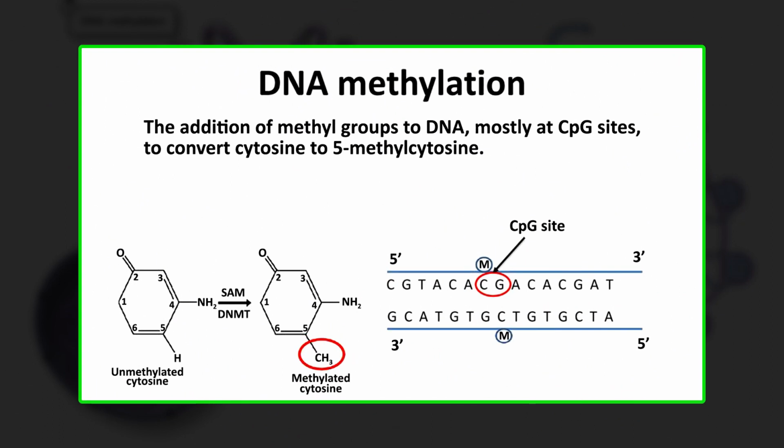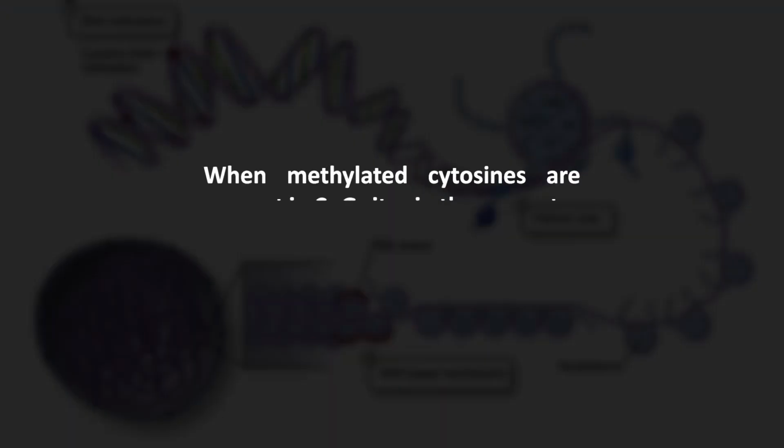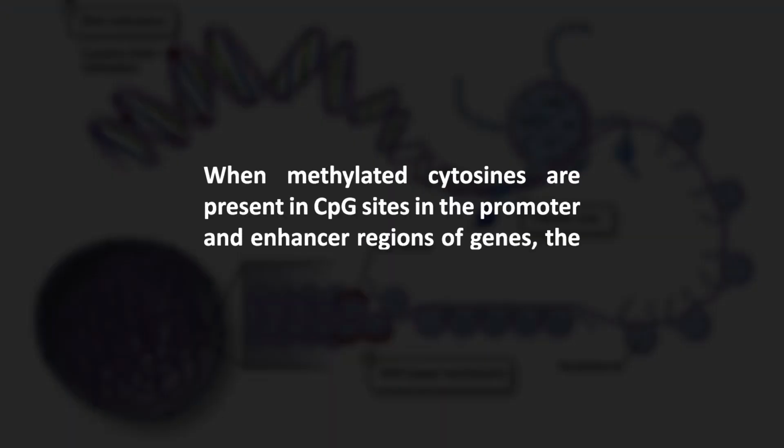The second way is the addition of methyl groups to the DNA, mostly at CpG sites, to convert cytosine to 5-methyl cytosine. 5-methyl cytosine performs much like a regular cytosine, pairing with a guanine in double-stranded DNA. However, when methylated cytosines are present in CpG sites in the promoter and enhancer regions of a gene, the genes are often repressed. But when methylated cytosines are present in CpG sites in the gene body in the coding region, excluding the transcription start site, expression of the gene is often enhanced.